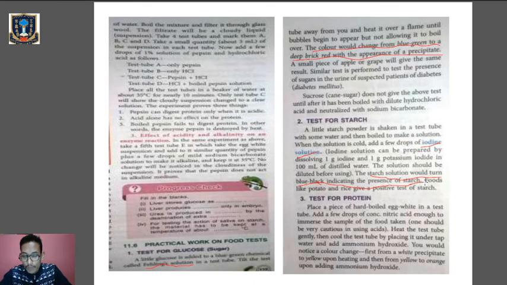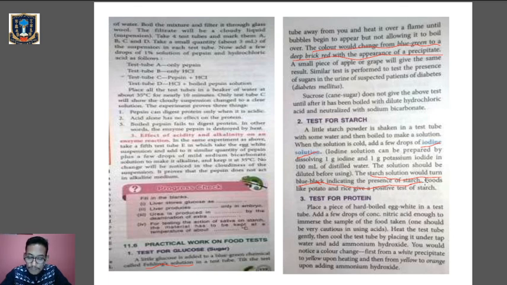So what we are doing? We are taking the starch powder in a test tube, adding some water, and heating it. Clear? And we are making a solution. After cooling it, we add the iodine solution. When we add the iodine solution, if the specimen contains starch, then the starch solution will turn blue-black, indicating the presence of starch.